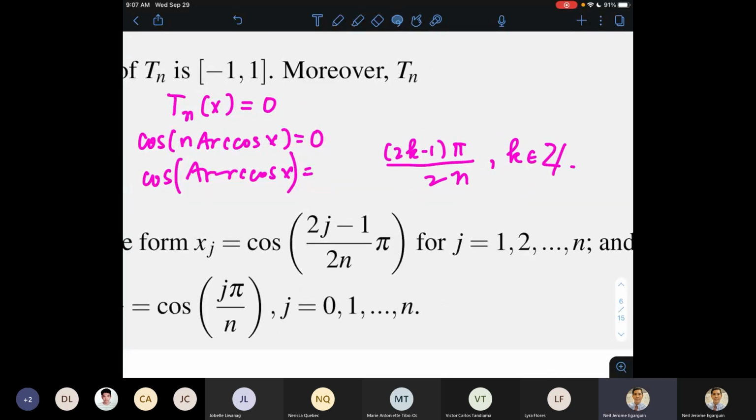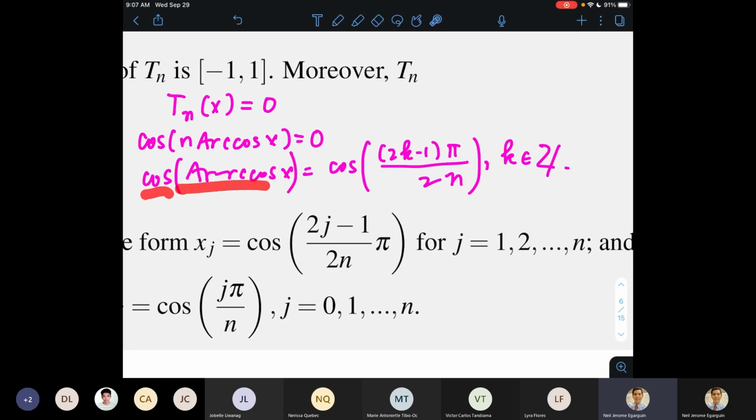Ito lang 'to. Kinuha ko yung cosine ng both sides, pero that will simplify the left-hand side, kasi meron kang cosine followed by an arccos. So matitira lang dito sa kaliwa ay x.